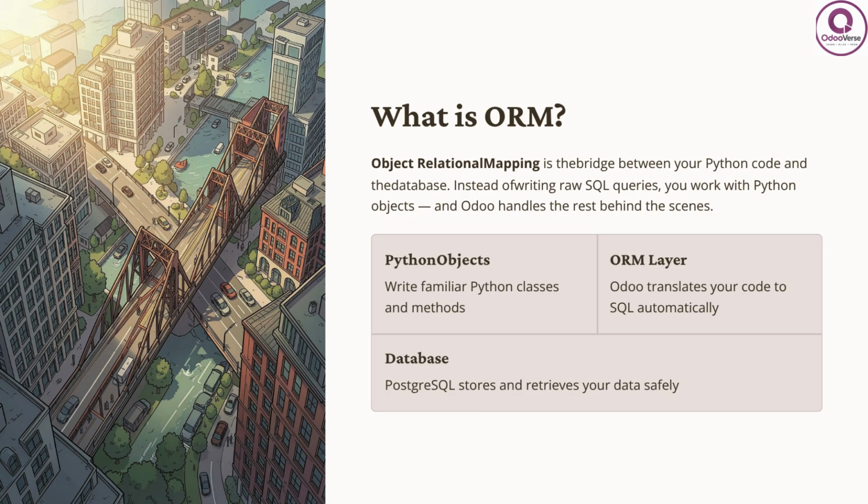ORM stands for Object Relational Mapping. It acts like a bridge between Python code and the PostgreSQL database. Normally, in traditional development, developers write raw SQL queries. But in Odoo, ORM automatically converts Python operations into SQL behind the scenes. So instead of directly interacting with database tables, we work with Python objects and models. This makes development easier, cleaner, and safer.